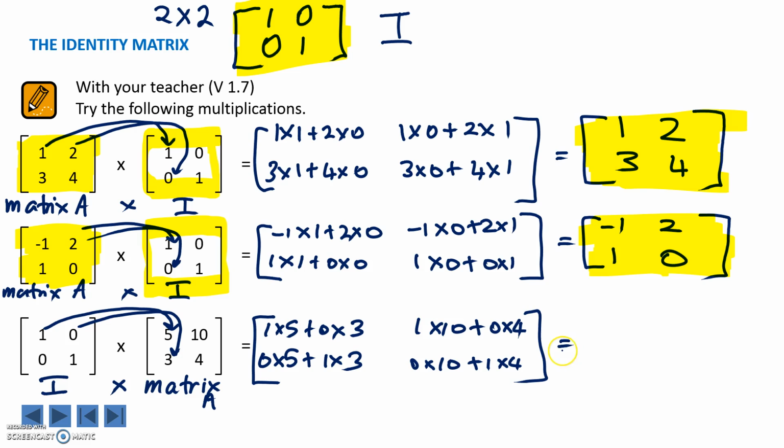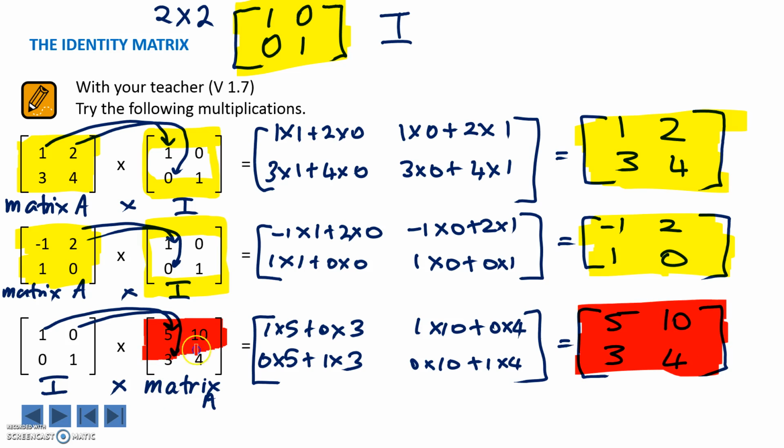5 plus 0 is 5, 10 times 0 is 10, 3, and 4. So you can see that if we have our identity matrix first, multiplied by our matrix A, we still come up with our matrix A. So it doesn't matter which order the identity matrix is in, you'll still come up with the answer for our normal matrix. So that's something that would be worth remembering.